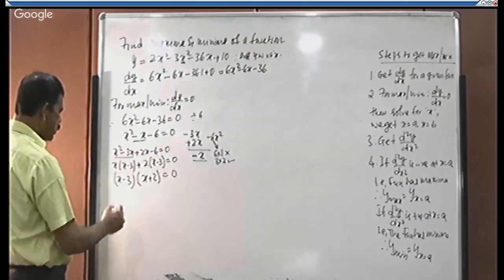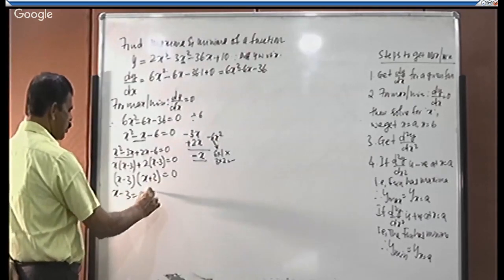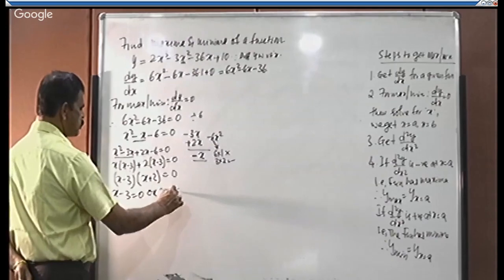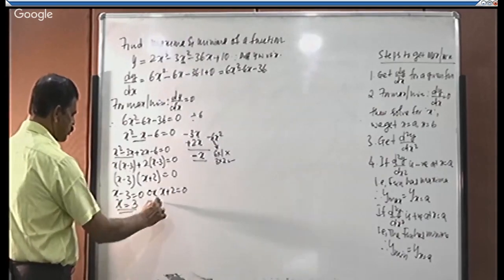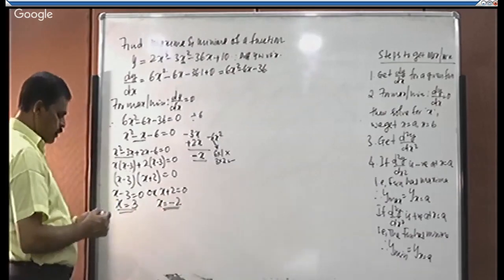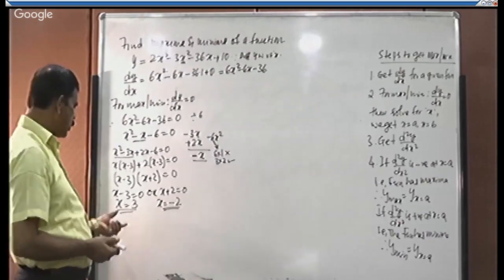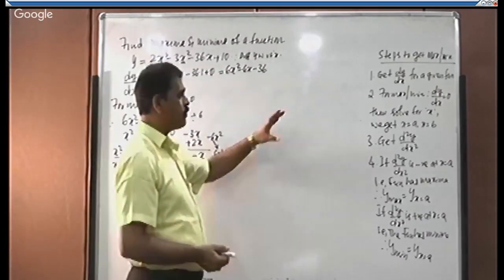From these two factors, get the value of x. That is x minus 3 is equal to 0 or x plus 2 is equal to 0. So x is equal to 3 and x is equal to minus 2. We got two values of x: one is 3, the other one is minus 2. Second step is over.